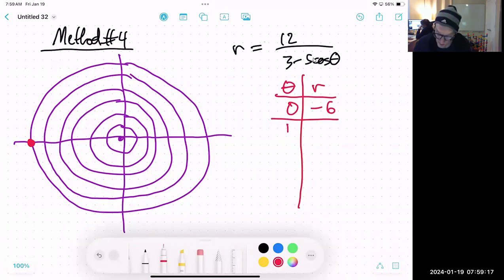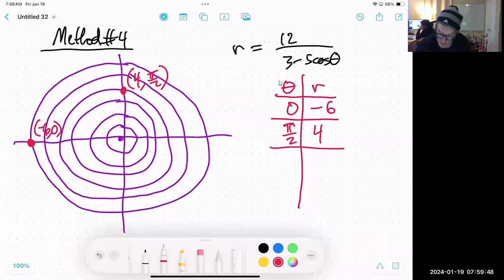What if you give me another nice number like pi over 2? Well, if you plug in pi over 2, cosine pi over 2 is 0. And so you get 12 over 3, which is 4. All right, so when theta is pi over 2, r is 4. So boom. Sorry about that. That point has polar coordinates 4 comma pi over 2. This point has polar coordinates -6 comma 0.